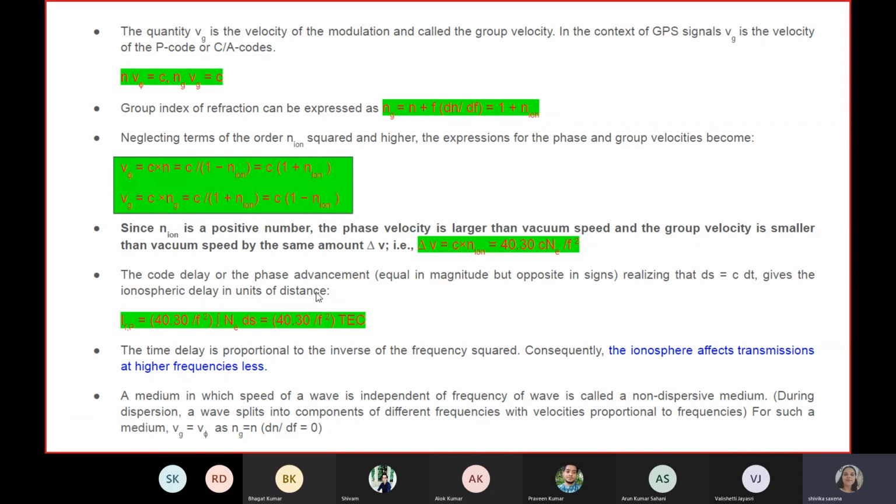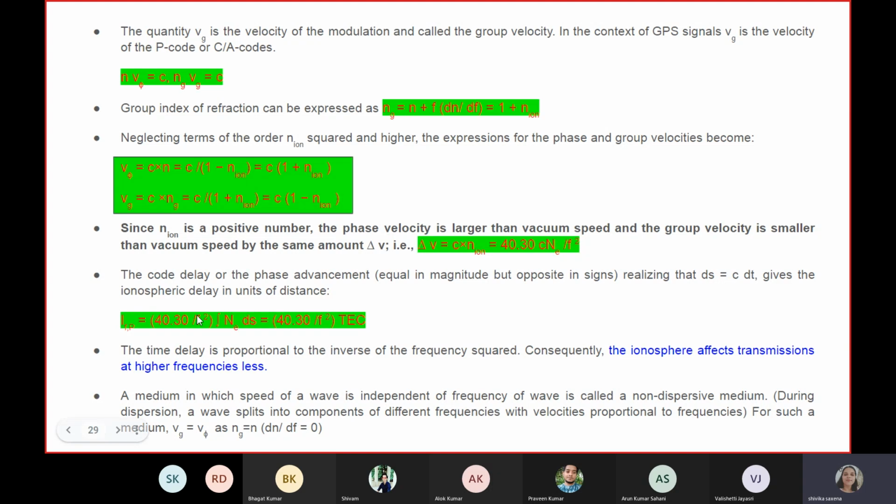The code delay and the phase advancement, these two phenomena are manifestations of the ionospheric delay. These are equal in magnitude, but opposite in sign. Obviously, one is delay, that is, taking more time, while the other is phase advancement, it is taking less time. It is traveling less.